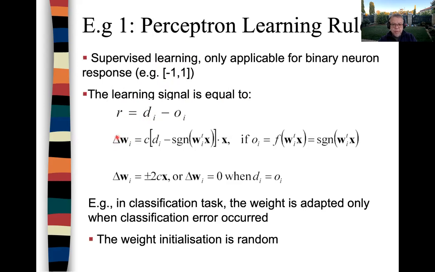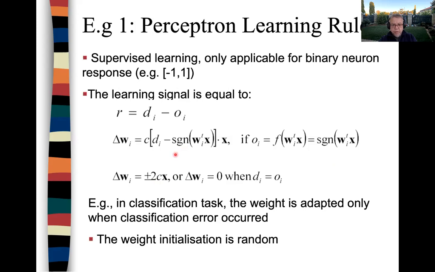So you want to modify the weight just using the generalized learning rule by using this formula, C times R, which is in this case di minus oi, and oi is the sine of the weighted input, times the input signal x. So this is the sine activation function. So oi here is again, you apply the activation function to the weighted input. And because your f is the sine function, oi is given by this formula.